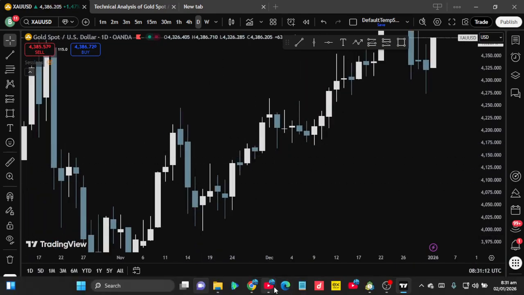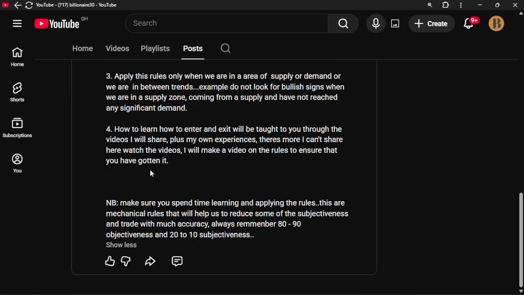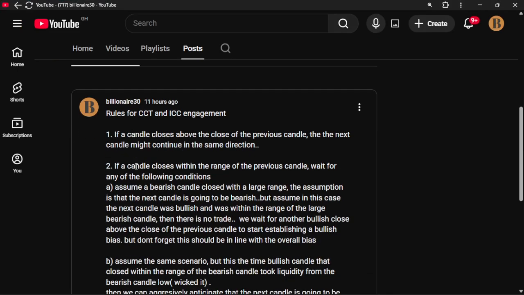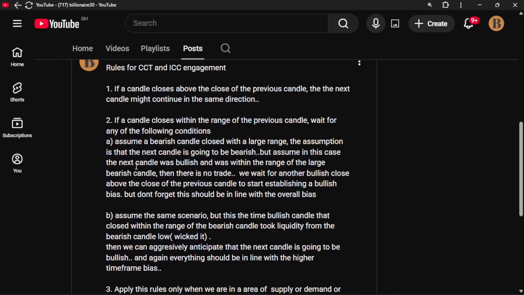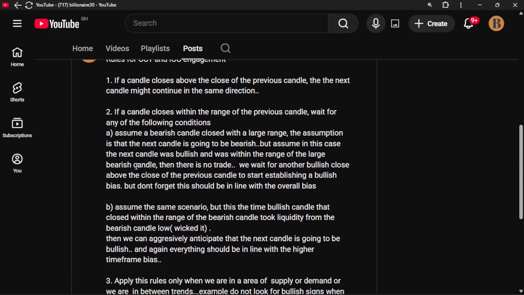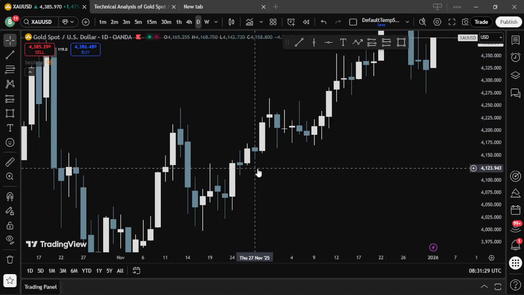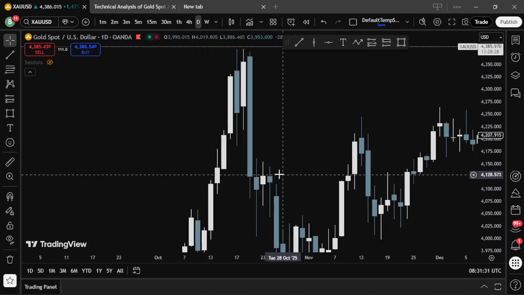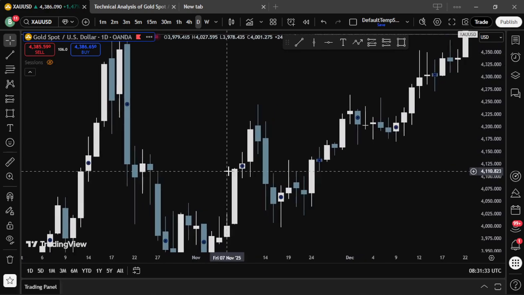So let's move on to the next rule. The next rule talks about how to identify ranging markets and stay out of ranging markets. It says that if a candle closes within the range of the previous candle, wait for any of the following conditions. You can just go there and read, okay? But let me just show you the conditions.